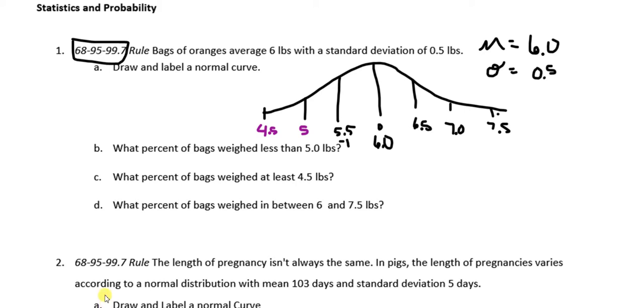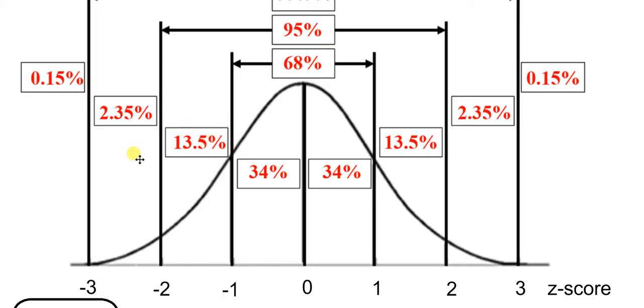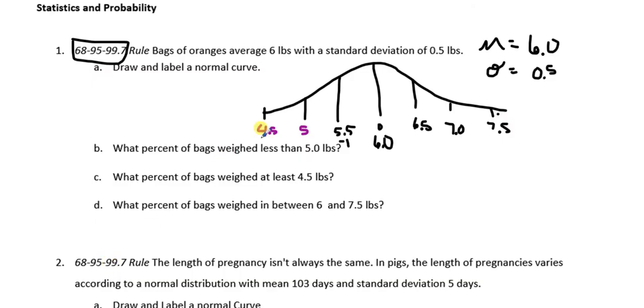Once again, you go back to this sheet. We're right here. We were at 6 pounds, 5.5, less than 5 pounds. 2.35 plus 0.15, 2.5. Less than 5 pounds, 2.5%.